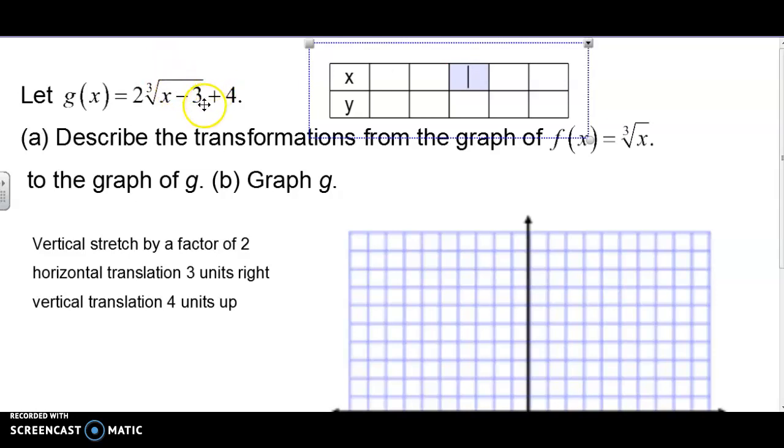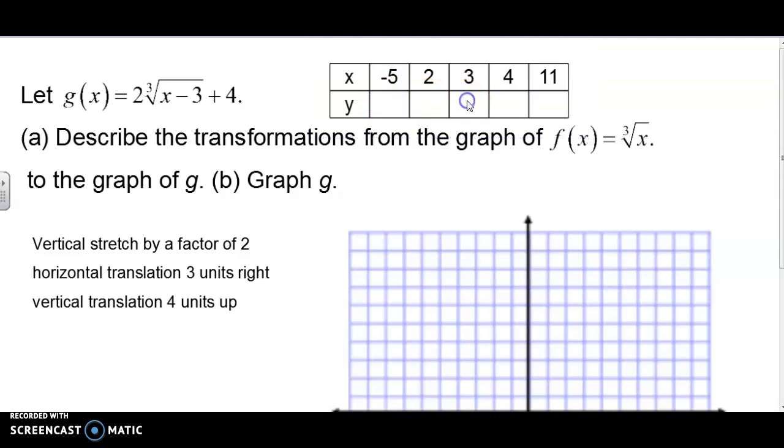So instead I want to think, well, what would I make x so that the inside is equal to 0? So if you want, you could put x minus 3 equal to 0 to solve, to find out what that would be, which is 3. And then if you want it to be 1, you make it 4. And then if you want to make it 8 inside, it would need to be 11. And -1 would be 2. And -8 would be -5.